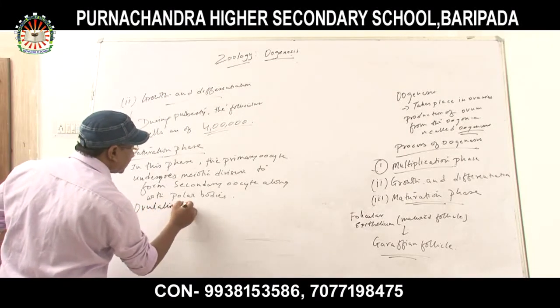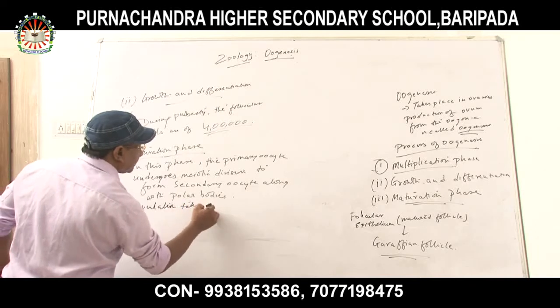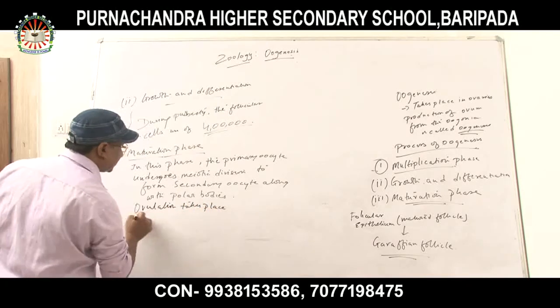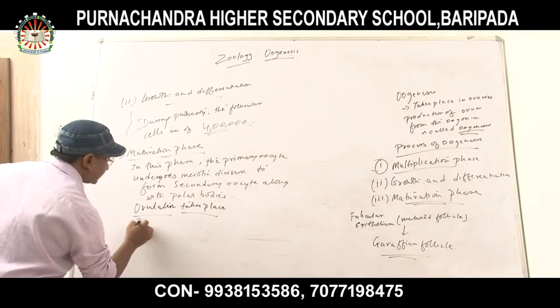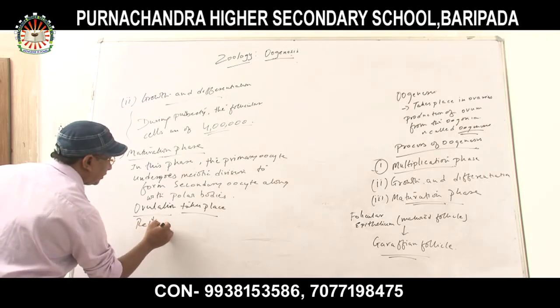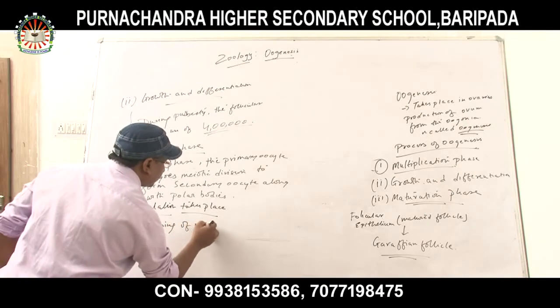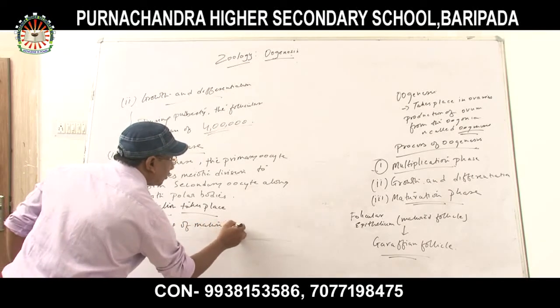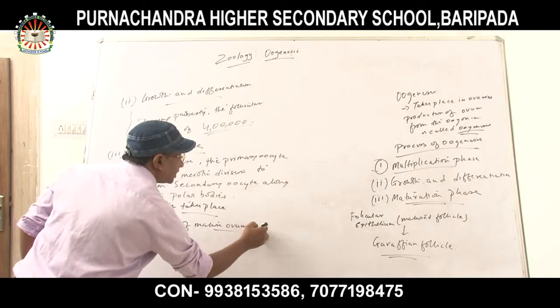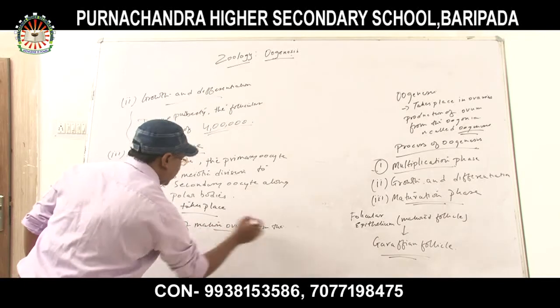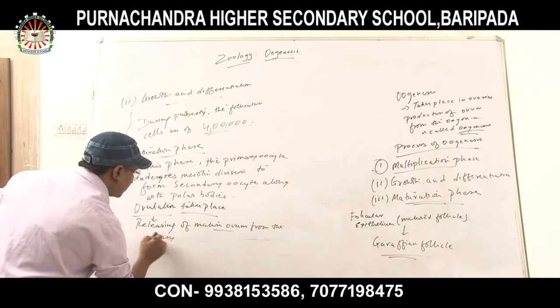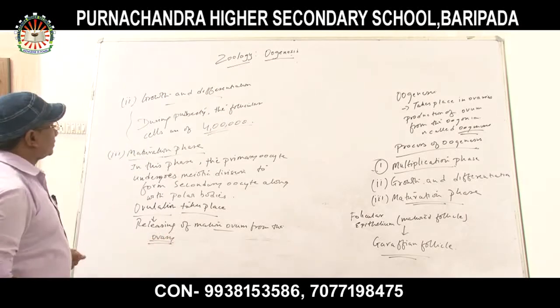What takes place? Ovulation takes place. Ovulation means what? Ovulation means releasing of ovum, releasing of matured ovum from the ovary.